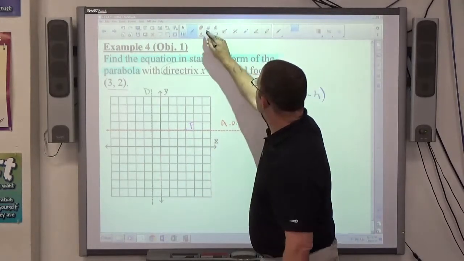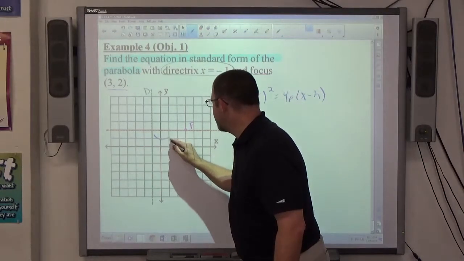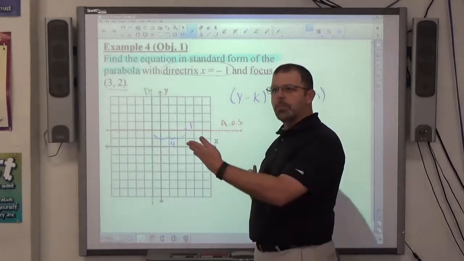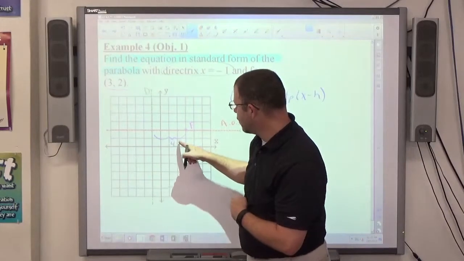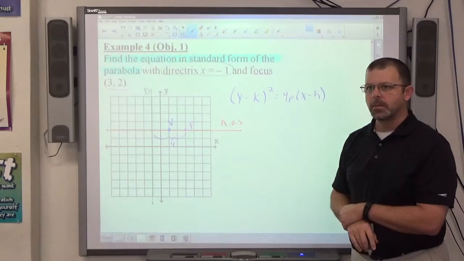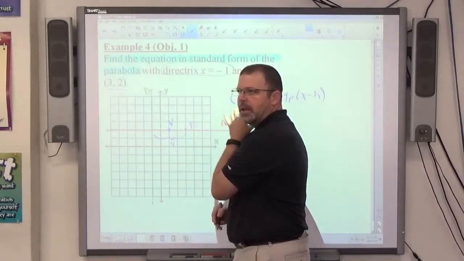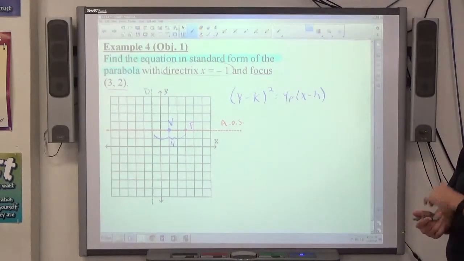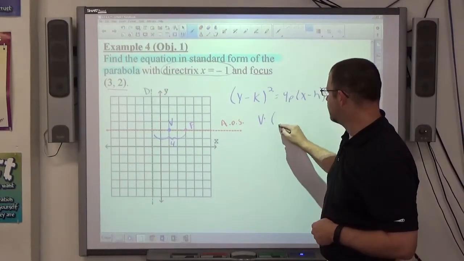The other thing I can see very clearly here is the distance from here to here is 4 spaces. I'm supposed to go p to the right and p to the left to get to the focus and directrix from the vertex. So half of 4 is 2, so if I go 2 along this, I get to my vertex. So 2 from the focus, 2 from the directrix. The vertex should always be equidistant from both the focus and directrix. So if I can see how far apart those two things are, I can very easily determine the coordinates of the vertex. So my vertex is 1, 2.